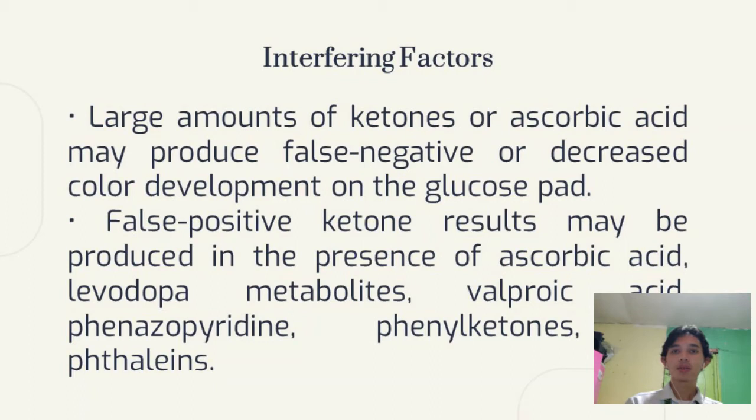Large amounts of ketones or ascorbic acid may produce false negative or decreased color development on the glucose pad. Contamination of the collection container or specimen with chlorine, sodium hypochlorite, or peroxide may cause false positive glucose results. False positive ketone results may be produced in the presence of ascorbic acid, levodopa metabolites, valproic acid, phenazopyridine, phenylketones, or phthalein.